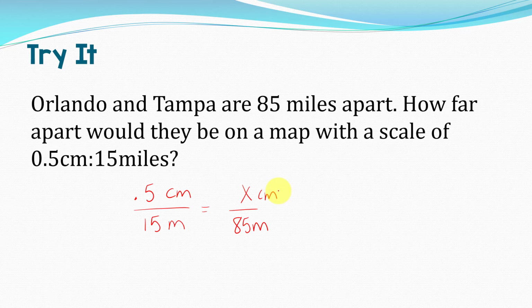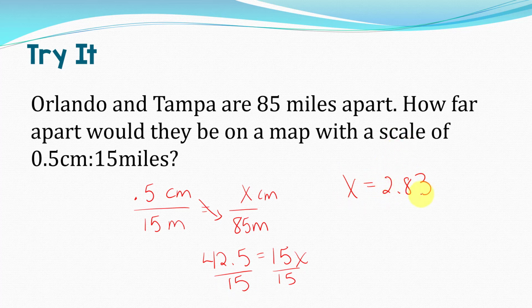So 0.5 times 85, cross multiply, is 42.5 equals 15x. Divide that by 15, and x equals 2.83. So they would be 2.83 centimeters apart.